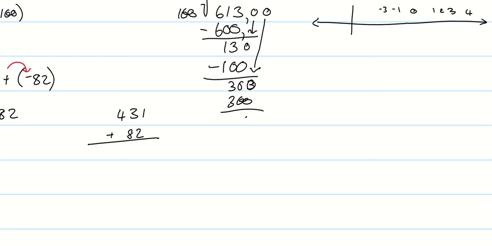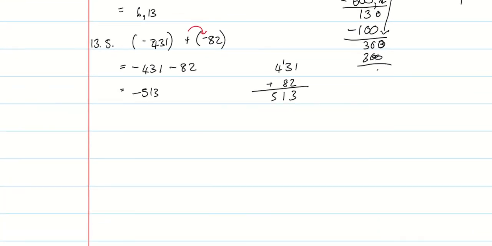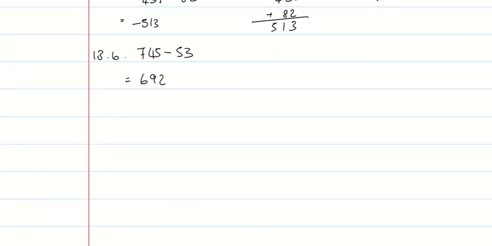So that's going to be 3, and then 11, I take the 1 over, so it's 5, 13. Alright, so what is my answer here? Negative. Thank you for remembering that, my answer is negative right there. Now we're continuing to question number 13.6, and that is 745 minus 53. Our answer right there will be 692. Good.